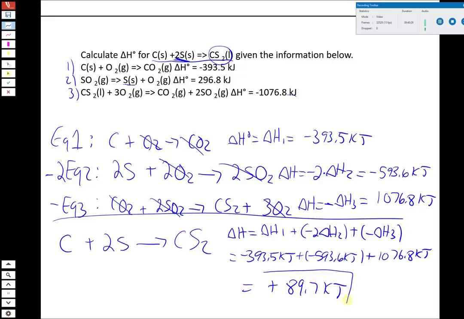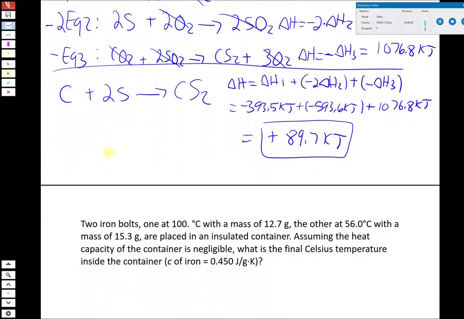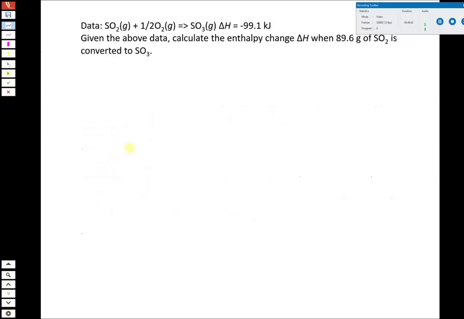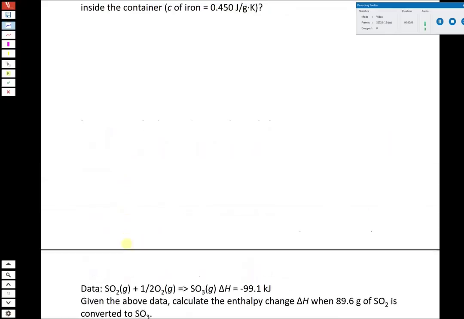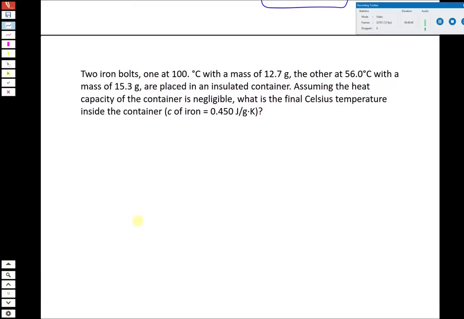Alright, so with Hess's law, once we modify the equations and modify the delta H's, the last step is just to add those numbers together to get the overall delta H. So that was a pretty classic example of Hess's law. 3 more questions to go through, just variations on some things we've already talked about.